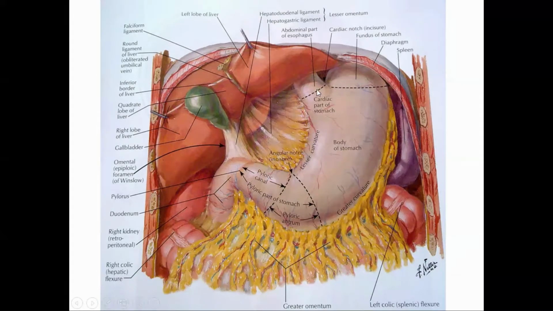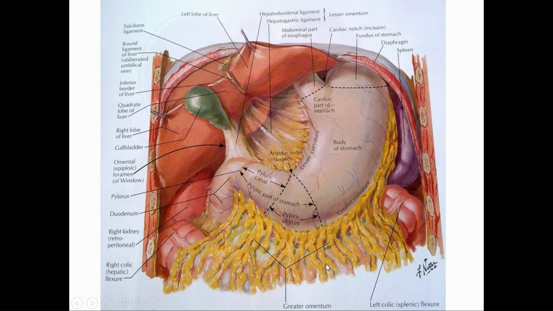in an empty stomach, and it has two curvatures. The lesser curvature is J-shaped, and the greater curvature extends from the cardiac notch, at the junction of the esophagus and the greater curvature. From the cardiac notch begins the greater curvature, which gives attachment to the greater omentum. The lesser curvature gives attachment to the lesser omentum.